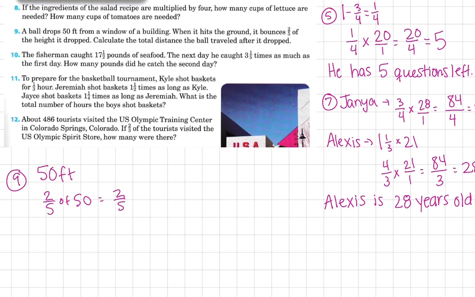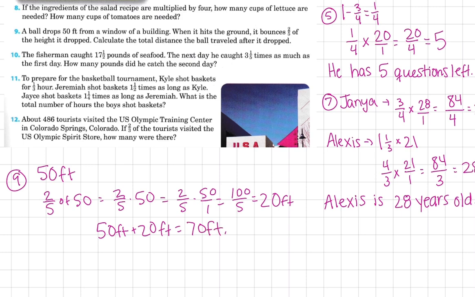So 2/5 times 50 equals 100 over 5, which is 20 feet. So then we have to add 50 feet plus 20 feet because that's the total distance it traveled, and it traveled 70 feet.